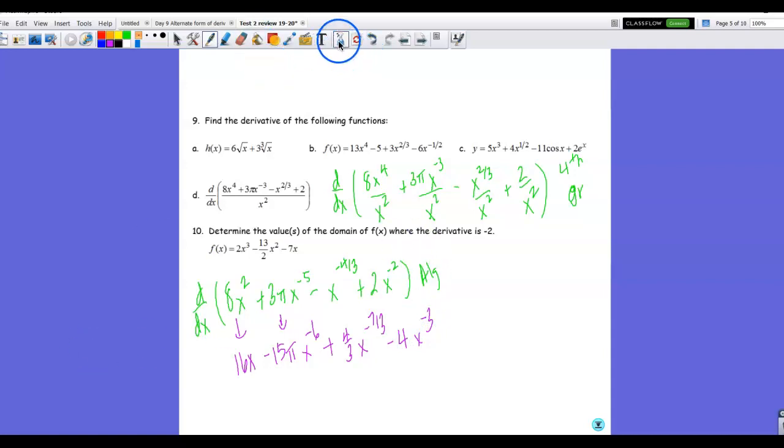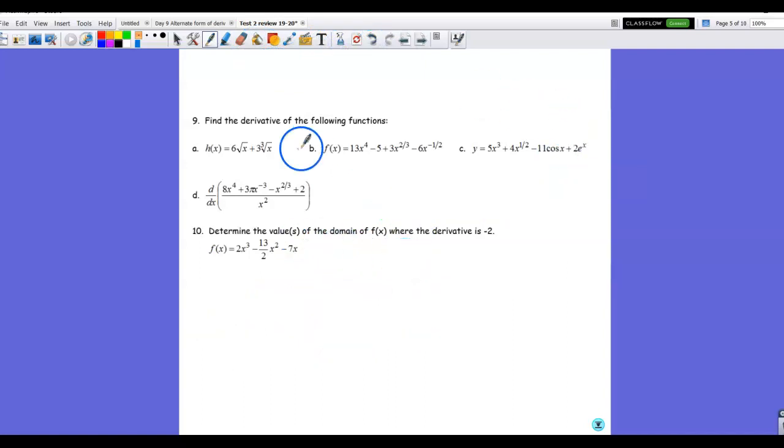All right, we're almost there. One more question. Number 10, it says determine the values of the domain where the derivative, see, translate your words, derivative is negative 2. So that literally tells me what to do. Take the derivative of this function and set it equal to negative 2. So the derivative of the first term is 6x squared. Derivative of the second term is 13x using the power rule, and derivative of the third term is negative 7. Set equal to negative 2.